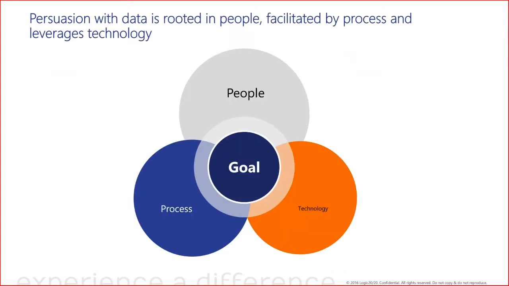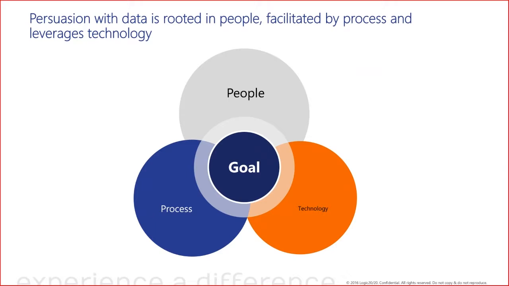There's 3 ways we're going to do that. So persuasion with data is rooted in people, it is facilitated by process, and it leverages technology. You'll notice there's 3 different font sizes here, and this is to show the importance of each of these pillars. So people is the most important by far. We're trying to persuade people. We're not trying to persuade process or technology. Those are going to be 2 of the mechanisms that we use to ensure persuasion of people.